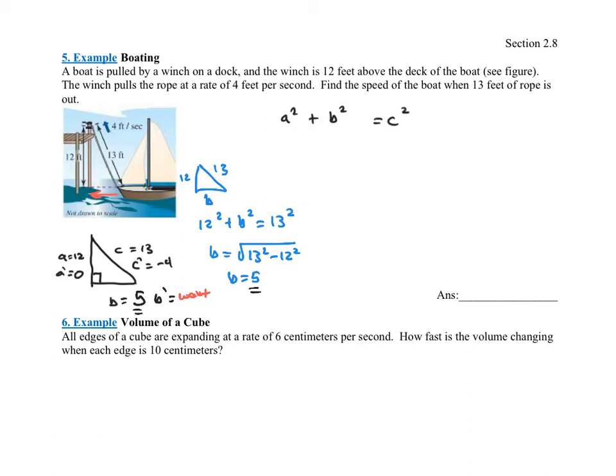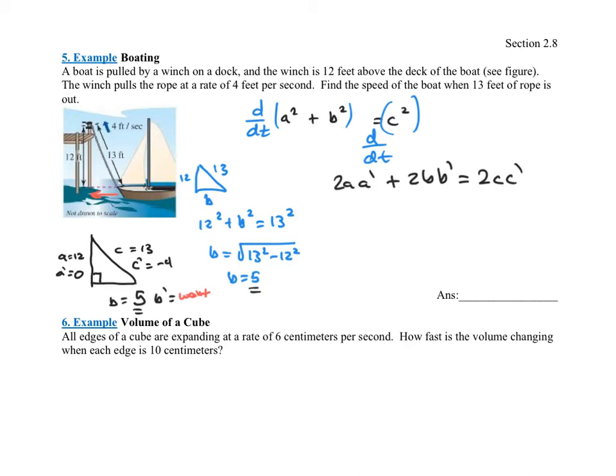Okay, remember, I take the derivative and I plug in none of these values until I've taken the derivative of both sides. So let's go back to our original equation. I'm going to find the derivative with respect to t of both sides of this equation. When I do that, the derivative of a squared would be 2a prime, plus the derivative of b squared would be 2b prime, equals the derivative of c squared, which would be 2c prime.